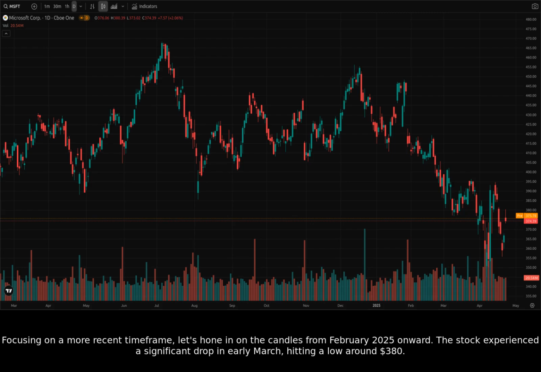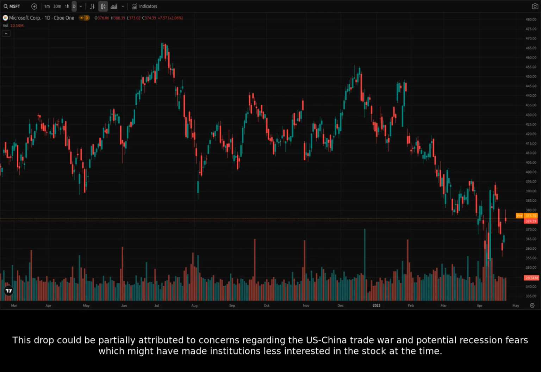Focusing on a more recent time frame, let's hone in on the candles from February 2025 onward. The stock experienced a significant drop in early March, hitting a low around $380. This drop could be partially attributed to concerns regarding the U.S.-China trade war and potential recession fears, which might have made institutions less interested in the stock at the time.